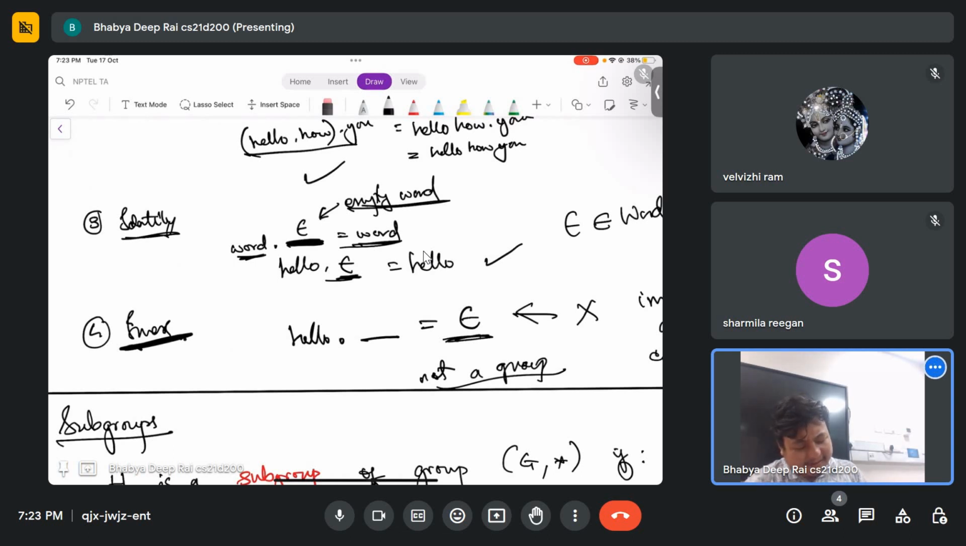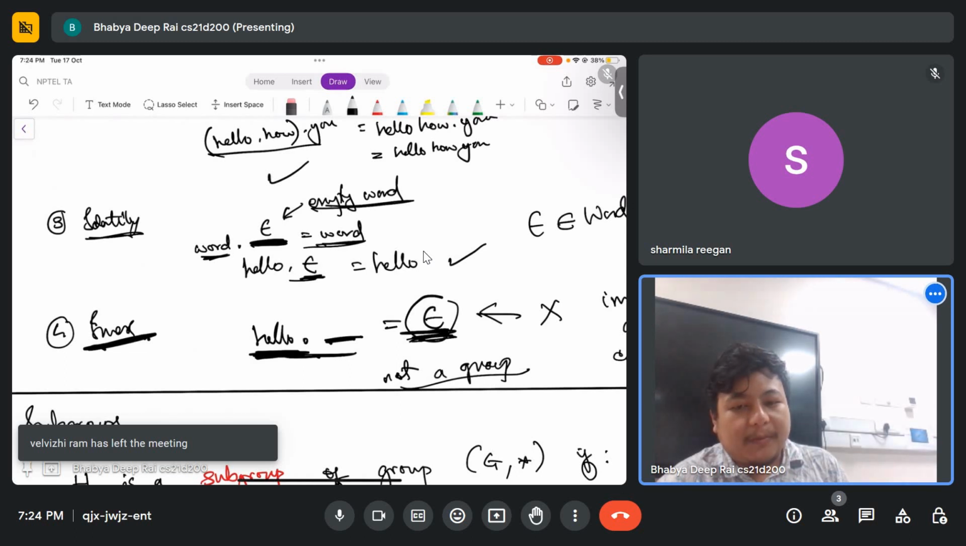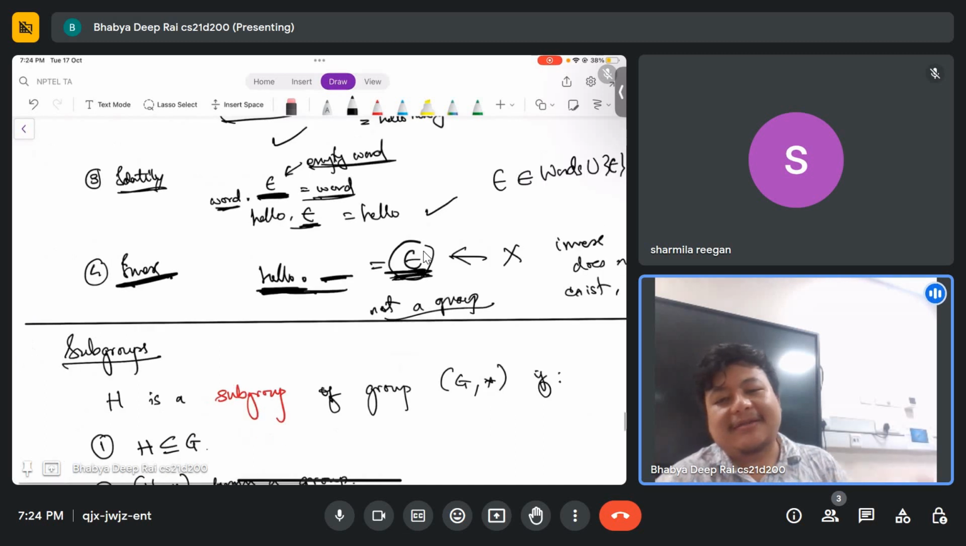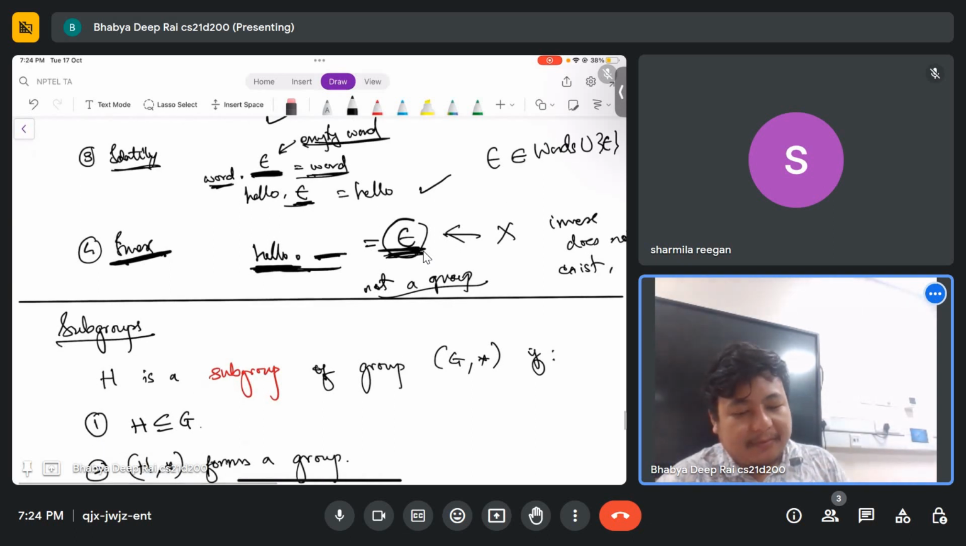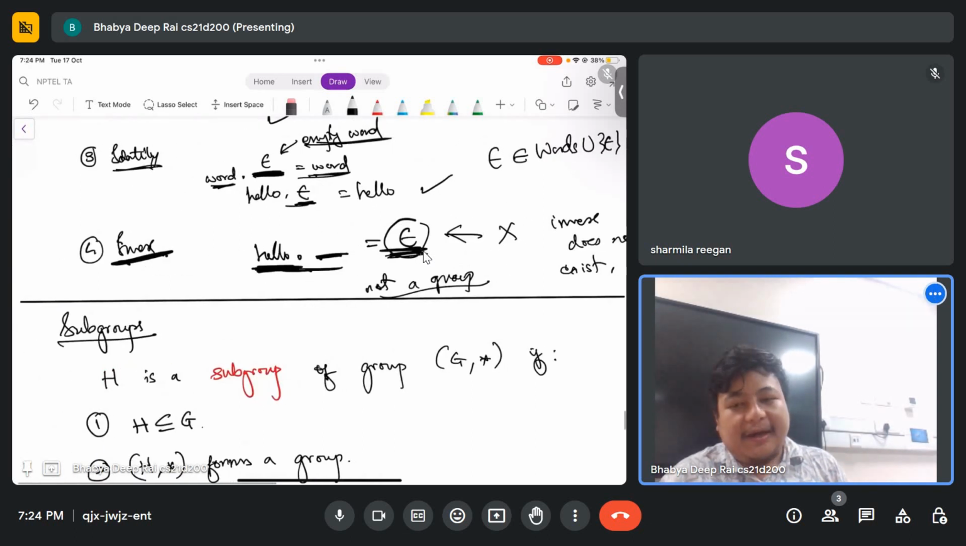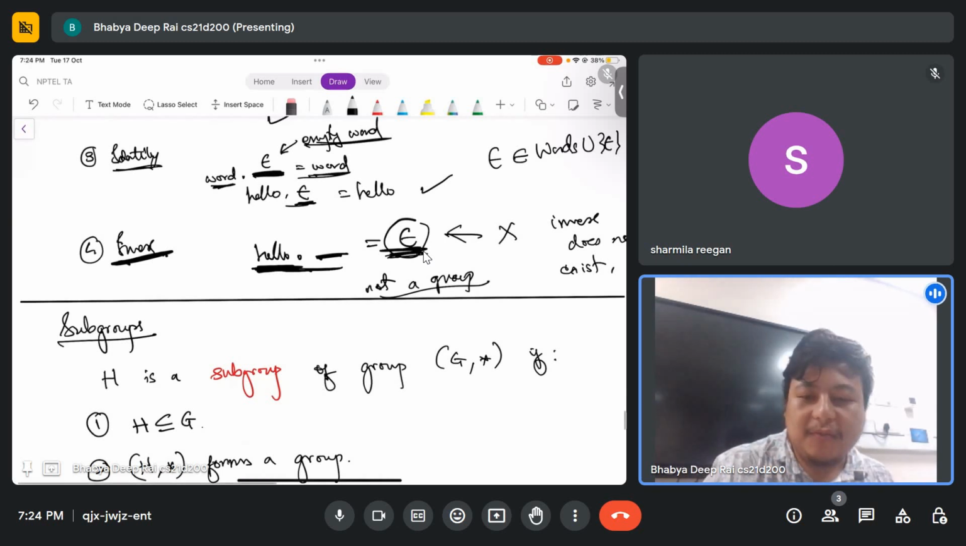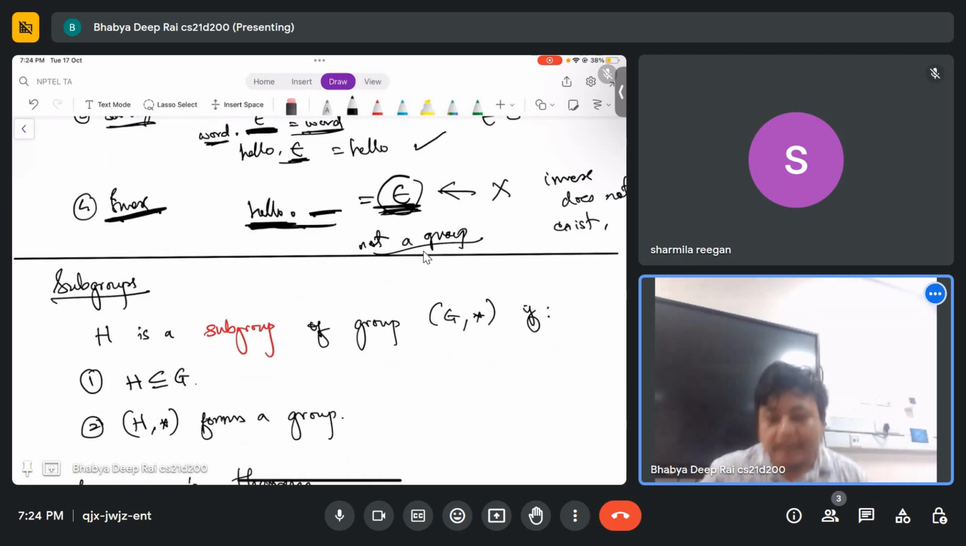Finally, inverse. The question is, can you multiply something to a word such that you get the empty word, our identity? That is not possible. It does not make sense how we can attach something to a word to destroy the entire word. So therefore inverse does not exist, and therefore this is not a group because the inverse property is not satisfied.